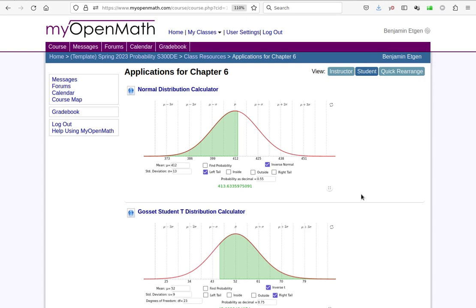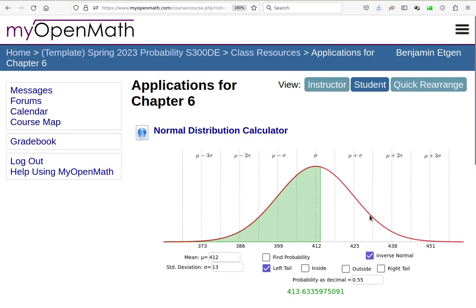We can return to these applications for the rest of the semester because so much depends on normal distributions and Gosset student t-distributions. So let's take a look. If you need to, you can always zoom in to make these graphs larger. So let's take a look at the normal distribution calculator. If you know that you've got a normal distribution, you can use this.